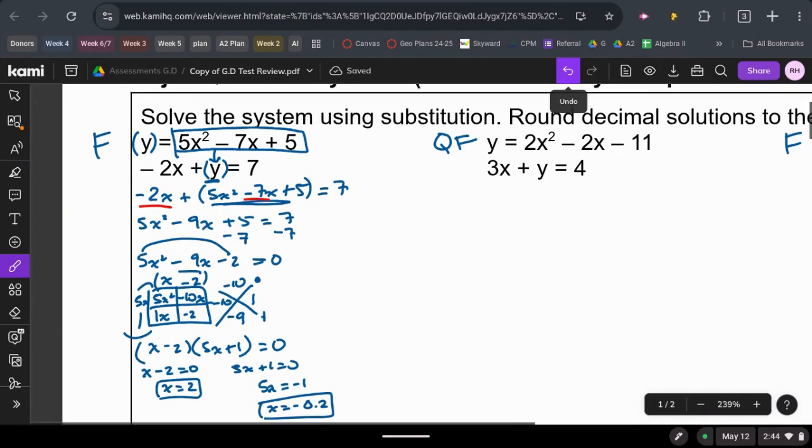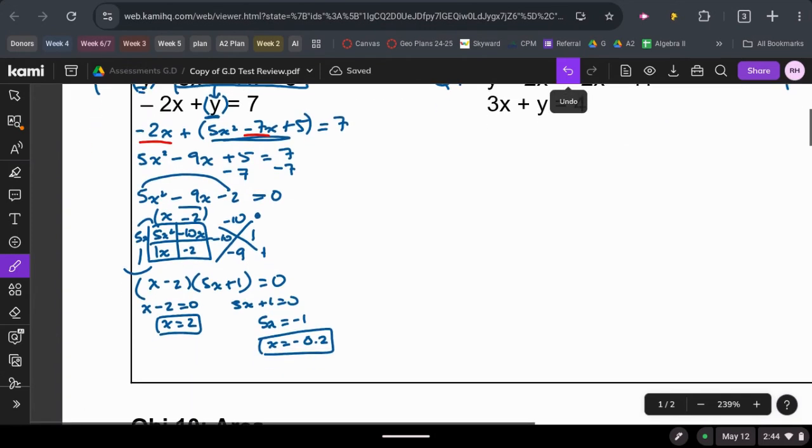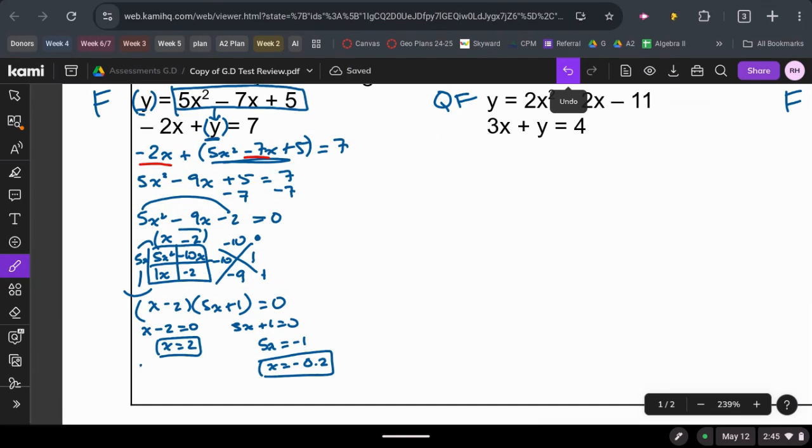Now, we found x values, but we also have a y value, so we need to figure out that y value as well. This is where we can substitute into our equation at the top, 5x squared minus 7 times x plus 5. Once we do that, we get a y value of 11 for this one. Same idea with the second one. We're going to have 5 times negative 0.2 squared minus 7 times negative 0.2 plus 5, and that gets you 6.6.